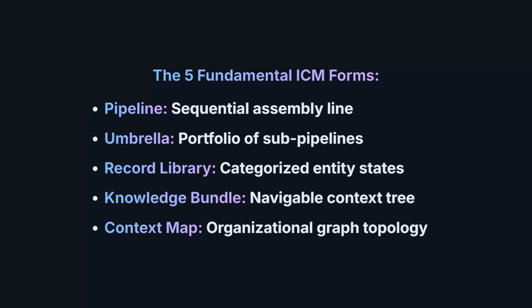The paper behind ICM introduces 5 fundamental forms that suit almost any real-world workflow. The pipeline structure handles linear, assembly line tasks with sequential stages. The umbrella form manages portfolios of subpipelines. The record library categorizes persistent client, user, or session state. The knowledge bundle provides a navigable brain with hierarchical context indexing. Finally, the context map maps complex organizations as structured graph nodes. Best of all, these forms can compose and recurse infinitely.